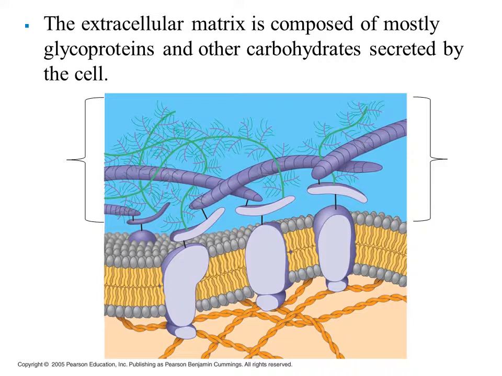The extracellular matrix is composed of sugars and proteins linked together. They're called glycoproteins. Also out there, outside of the cell membrane, are other carbohydrates that are secreted by the cell. In the parentheses in this image below, all of that is the extracellular matrix. The extracellular matrix can be hard, or it can be jelly-like, or it can be fluid-like.